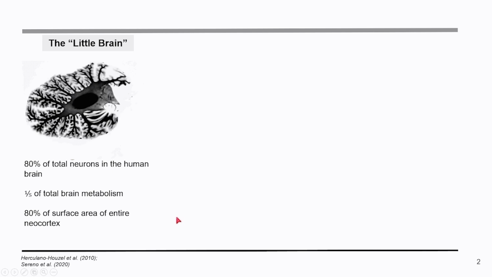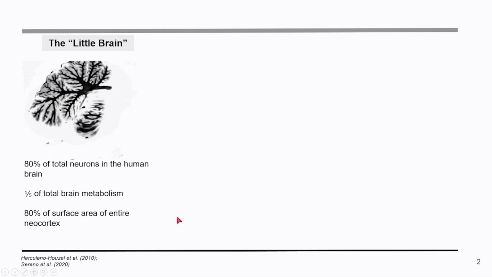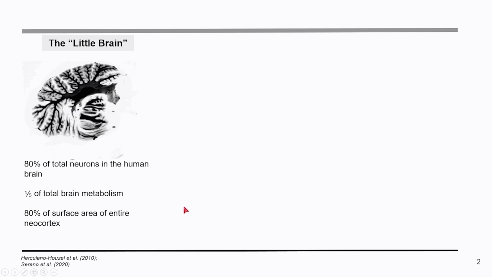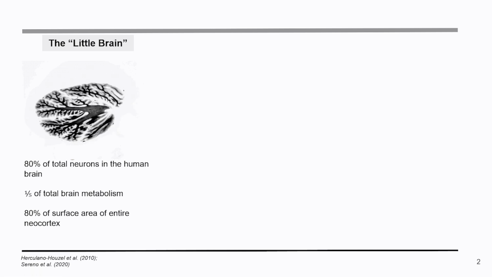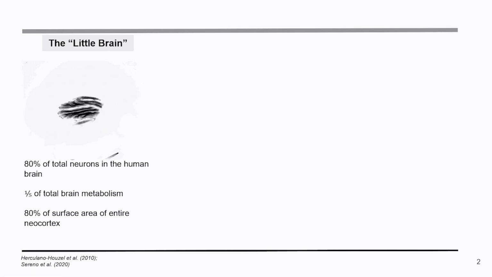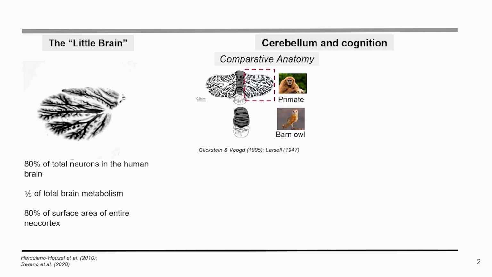And the human cerebellum really is a powerful computational structure. It comprises about 80% of all the neurons in the brain, making up a fifth of brain metabolism, and when flattened, it's estimated at about 80% of the total surface area of the cortex.